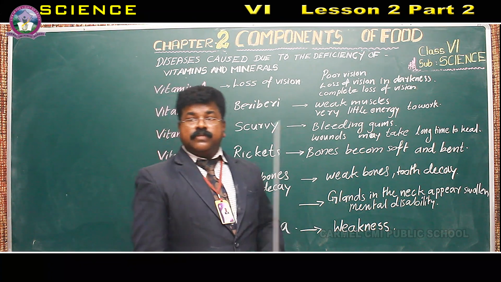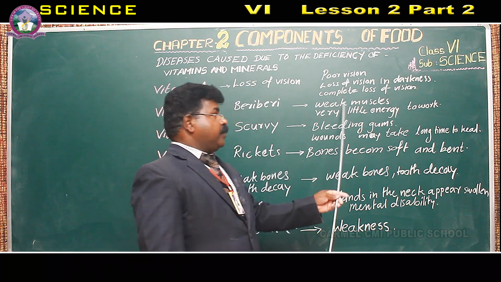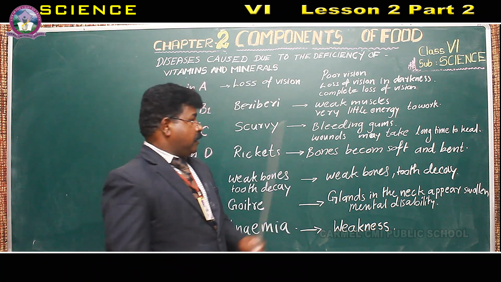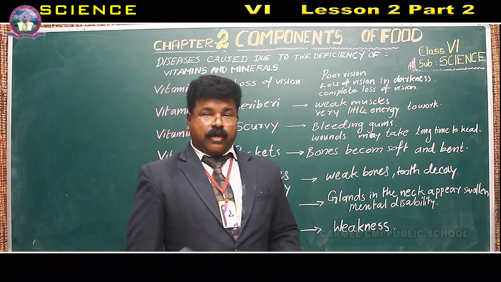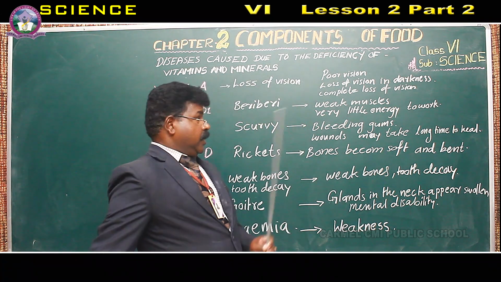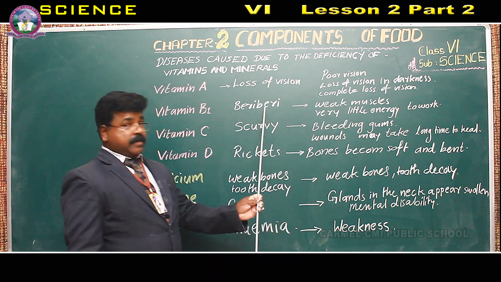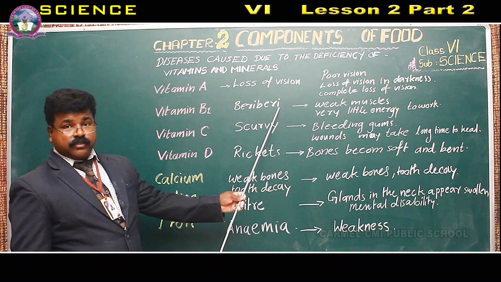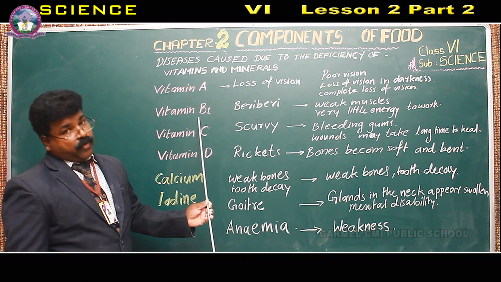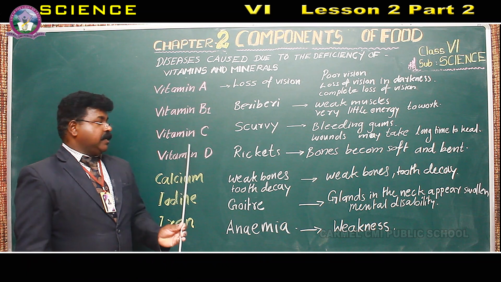And what are the symptoms of this disease? Mainly weak muscles. The muscles will not be as strong as those of other healthy children, and there is very little energy to work; he or she may not have enough energy to do his work. So these are the symptoms of beriberi disease. Beriberi is caused due to the deficiency of which vitamin? Vitamin B1.